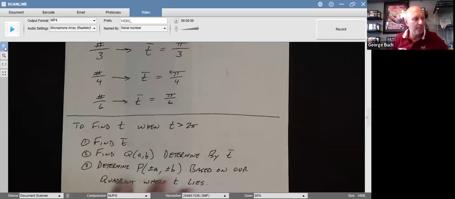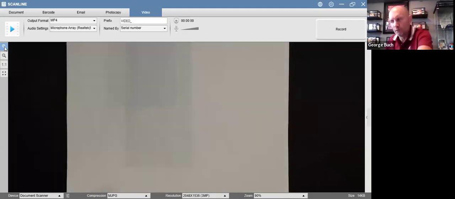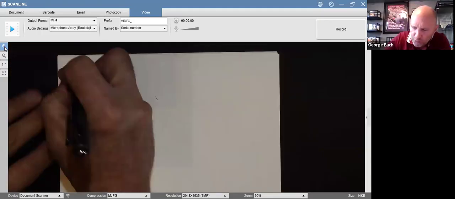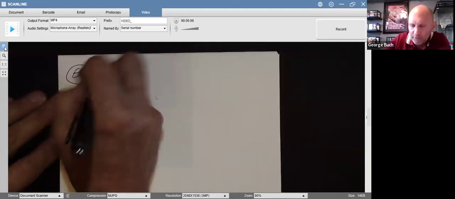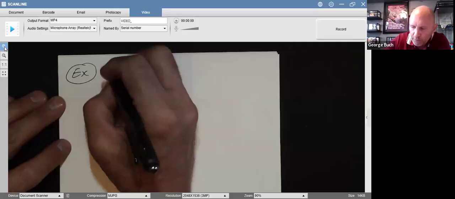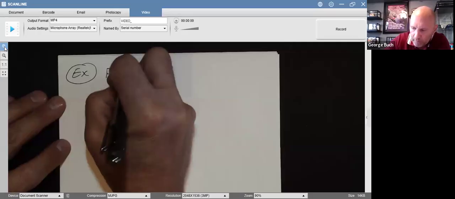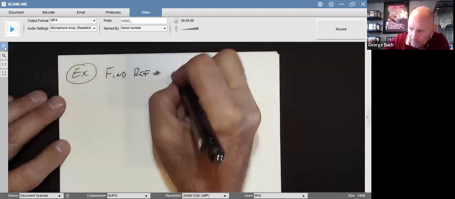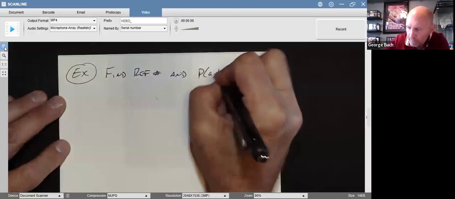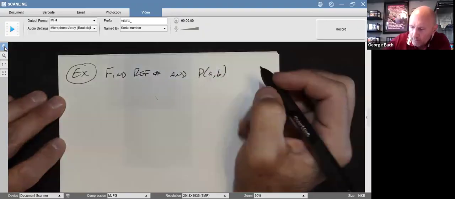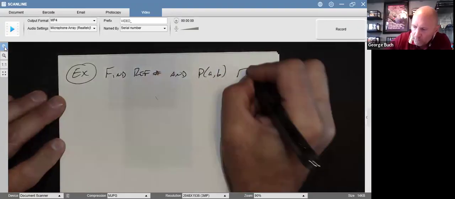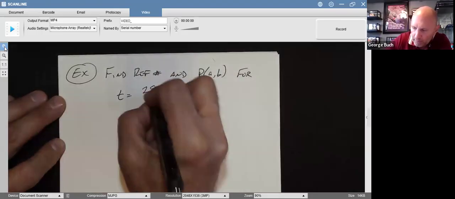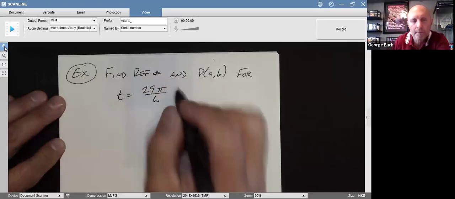So let's look at an example. Like I said, we won't do a lot of examples because in the second video, we're going to do a lot of examples. But just to show you what I mean by that. So let's say I want to know, find the reference number and the terminal point (a, b) for T is equal to 29 pi over 6.